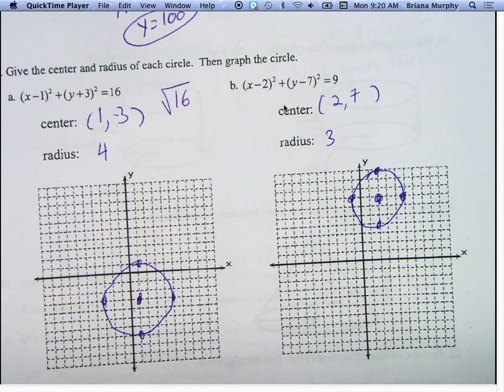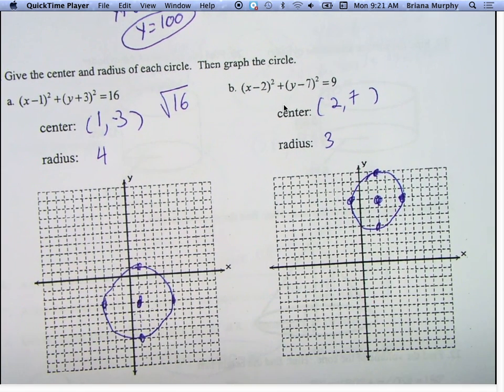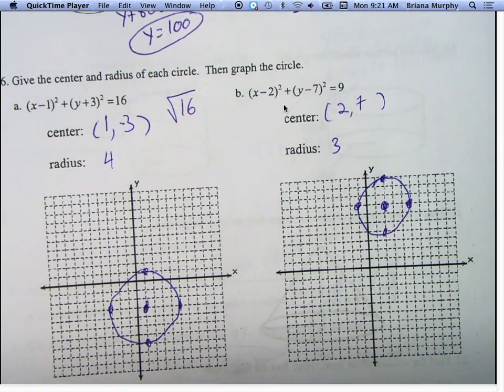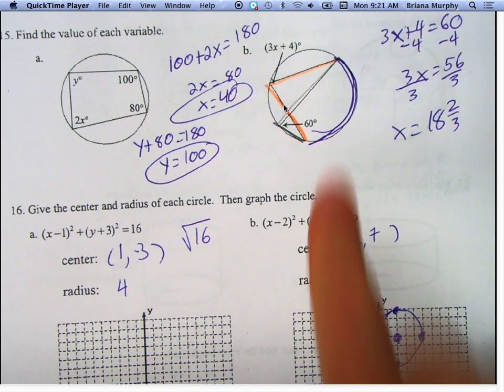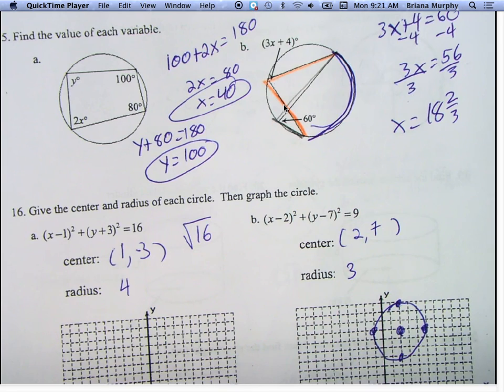Questions about any of these? We're good with how to use the equation of a circle to graph the circle? We're good with opposite angles that add up to 180, and two inscribed angles that have the same intercepted arc are equal? All right, let's go to that last page then.